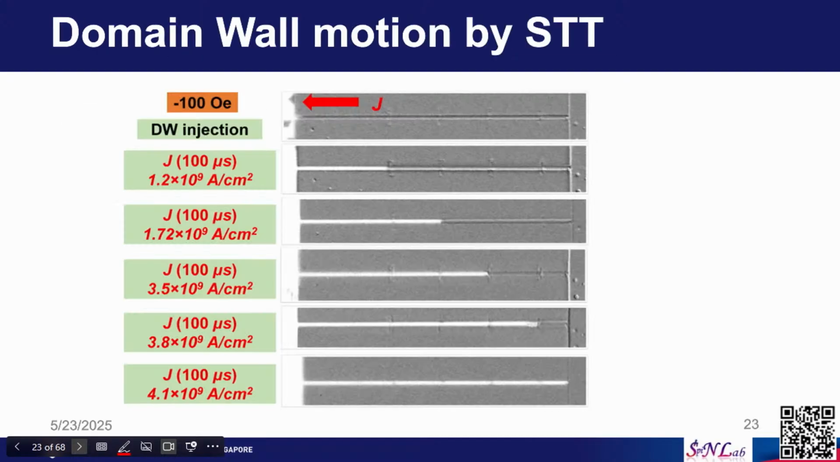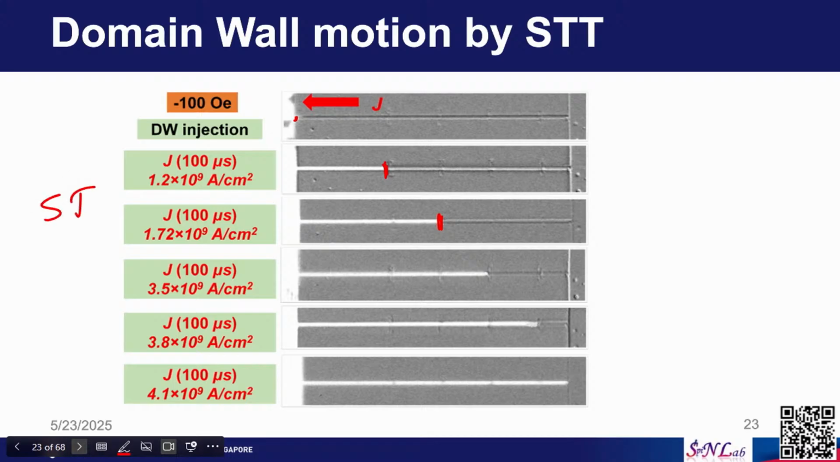So, in this case we have a wire, the domain wall is here, you can see the difference between white region and gray region. Before we send any current, the domain wall was here. After we apply this current, you can see that the domain wall has moved from here all the way here. If you apply slightly larger current, the domain wall gets displaced from here and has moved until here. So, this is an example of domain wall motion by spin transfer torque.